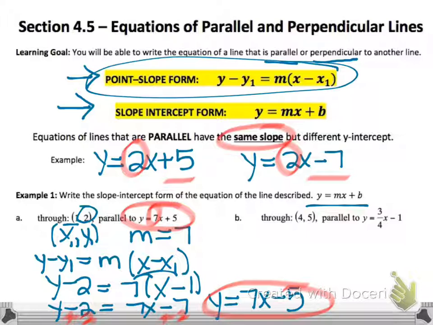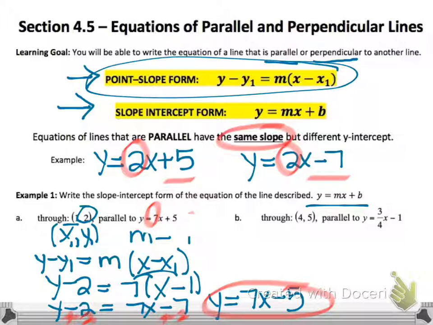So any questions on that so far? We're going to do another example. What we had to do is get from the equation that they gave us only the slope. That's all I really cared about. I looked at this equation right here, and the only thing I took from it was the 7, okay? Because I knew the slope was the same if the lines are parallel. That's by definition. Lines that are parallel have the same slope.